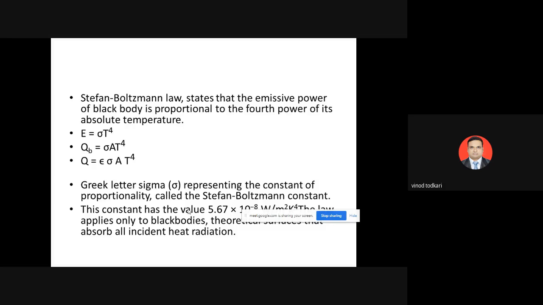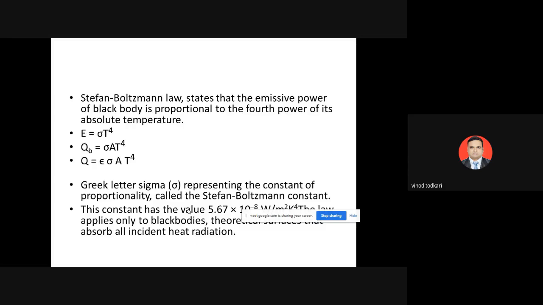And T1 and T2 are the absolute temperatures. Absolute temperatures means temperatures in Kelvin. I think it is clear to you. So Stefan Boltzmann's law states that the emissive power of a perfectly black body is directly proportional to the 4th power of its absolute temperature. And we have to deal with the mathematical form. See, there are only 4 laws in radiation. In this lecture, we'll be covering those 4 laws. The most important law is this, Stefan Boltzmann's law.